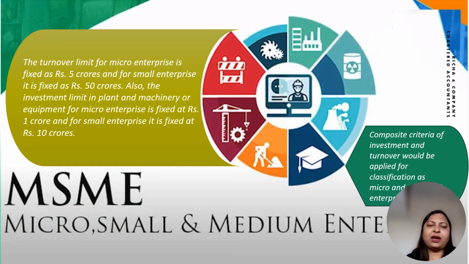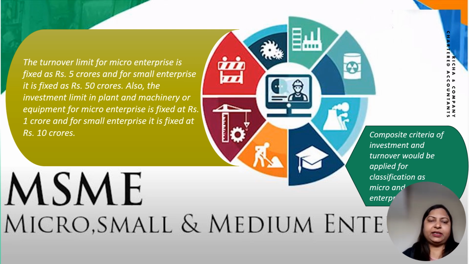Now, who all are covered under MSME? Like which are micro enterprises or which are small enterprises? The turnover limit for micro enterprise is fixed at 5 crores. That means the micro enterprises are those whose turnover is not exceeding 5 crores, and small enterprises are those whose turnover is not exceeding 50 crores.